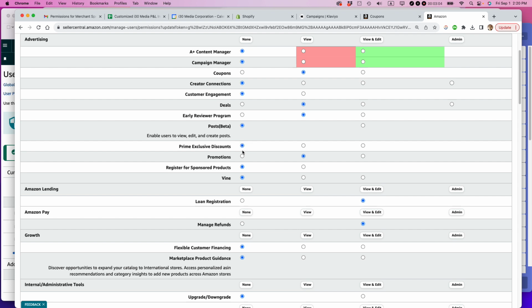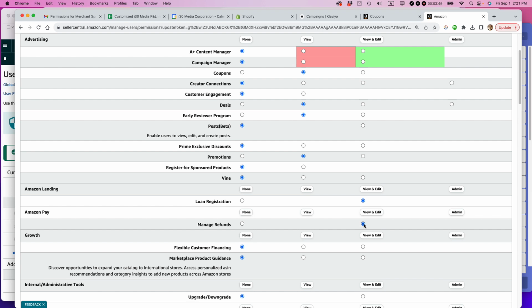And frankly, I don't want to give this service provider access to Prime exclusive discounts because they may end up costing me money that I can't afford to lose, or they really may not have expertise or any reason to be in Prime exclusive discounts. Conversely, you can see that some other types of permissions I've granted to this particular service provider include view and edit. This is for managing refunds. In that case, this may be a service provider who needs to have access to that. They need to be able to edit this type of information on your Seller Central account. So I made the call to give them access.